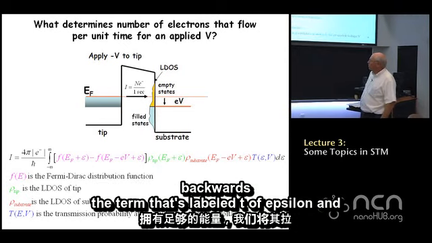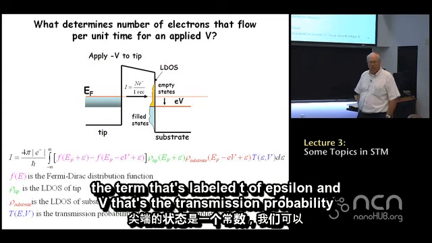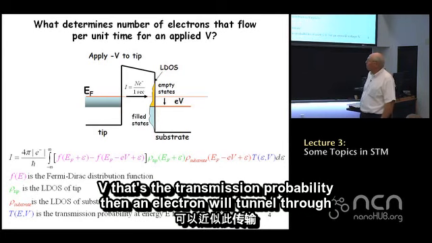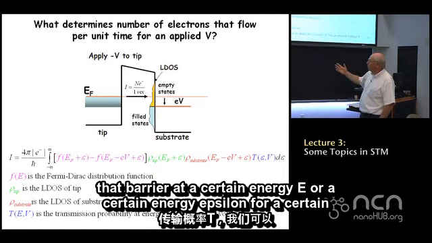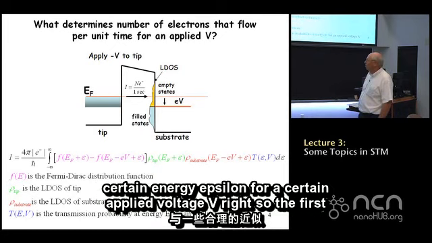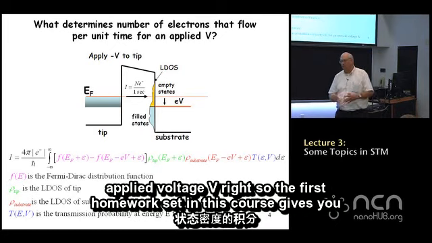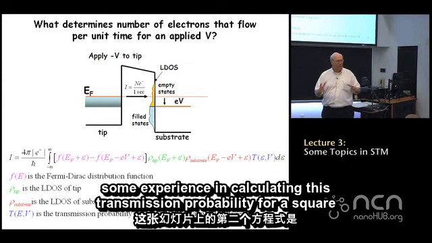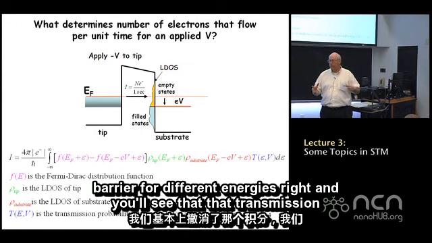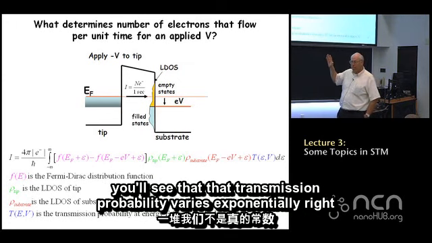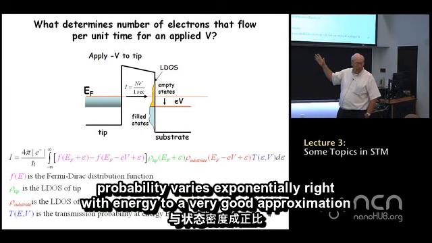The term that's labeled T of epsilon and V, that's the transmission probability that an electron will tunnel through that barrier at a certain energy epsilon, for a certain applied voltage V, right? So the first homework set in this course gives you some experience in calculating this transmission probability for a square barrier for different energies, right? And you'll see that that transmission probability varies exponentially with energy to a very good approximation, right?